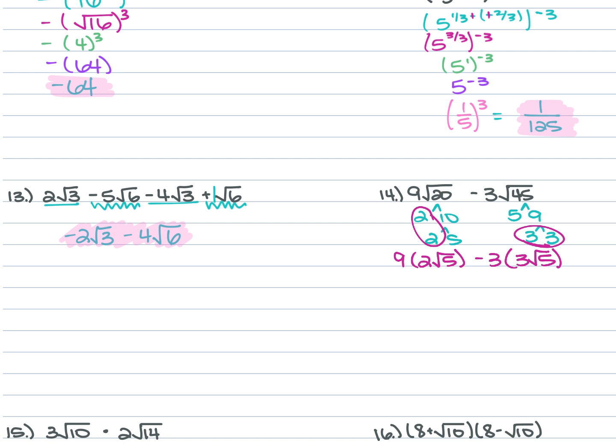From here, your 9 and your 2 are going to multiply, as well as your negative 3 and your 3. So 9 times 2 gives you 18 square root 5. Negative 3 times 3 gives you negative 9 square root 5. If you have like terms, you combine them. In this case, you do have like terms because they both have the square root of 5 attached to them. So 18 minus 9 gives you 9. You keep the square root of 5. So it's just 9 square root 5.